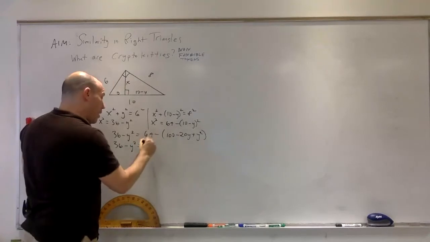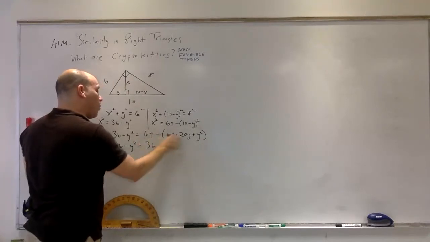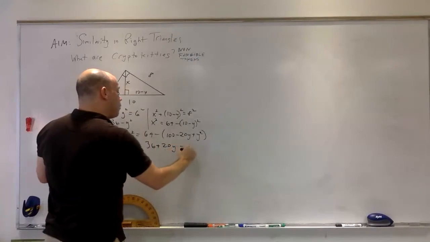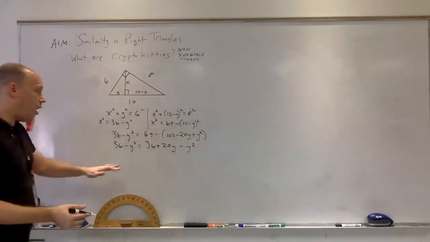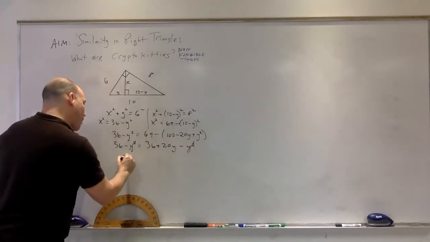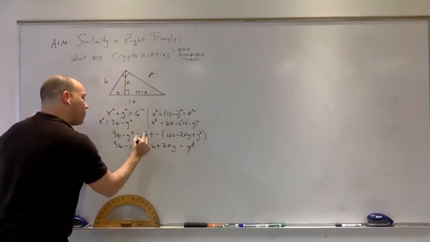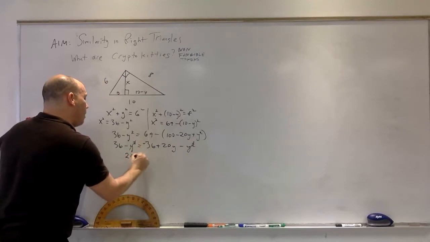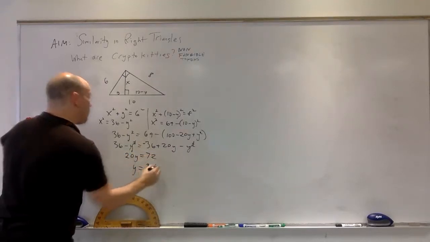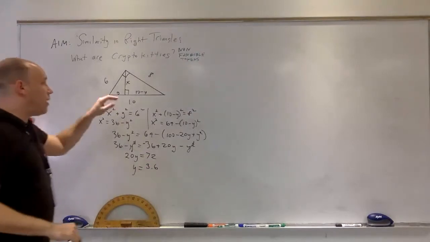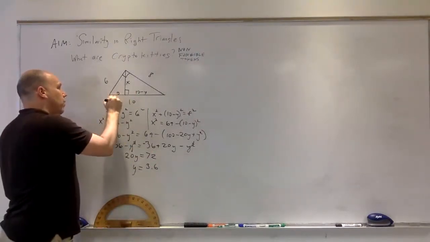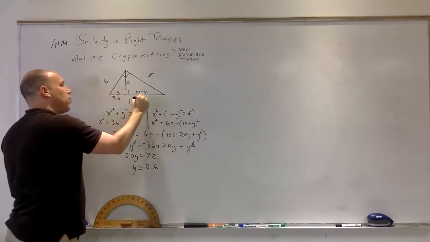64 minus 100 is negative 36. Then minus negative 20y is plus 20y, and minus y squared. The y squared terms cancel out, and I have 20y equals 72, and y equals 3.6. That gave me how the base is broken up into 3.6 and 6.4.